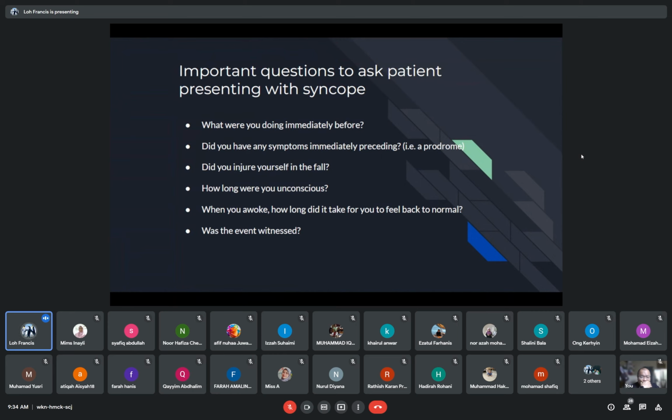How long were you unconscious? Basically, a patient with syncope will report a duration of loss of consciousness of less than 5 minutes. When you awoke, how long did it take for you to feel back to normal? In a syncope attack, the patient will come with or without a prodrome, but will recover fully within seconds or less than 5 minutes. And you need to ask if any witnesses saw the event during the syncope attack.